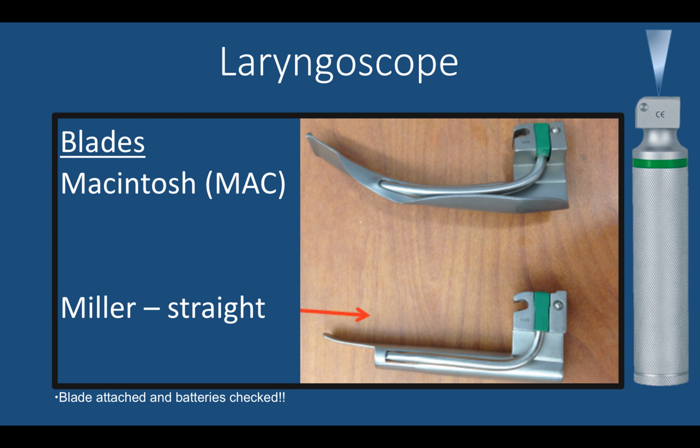Also note, there is green on both of those blades, and the handle next to the image also has green. This indicates that they are fiber optic blades. The light source is located within the handle of the laryngoscope, not at the tip of the blade.